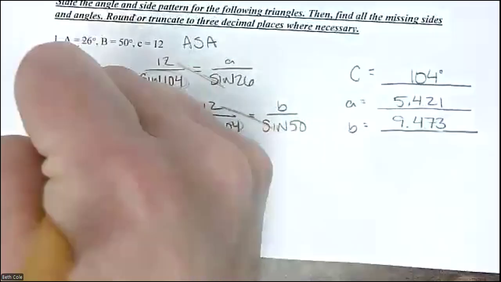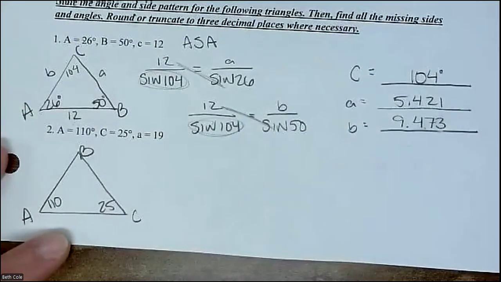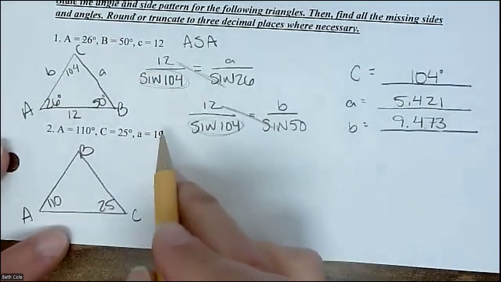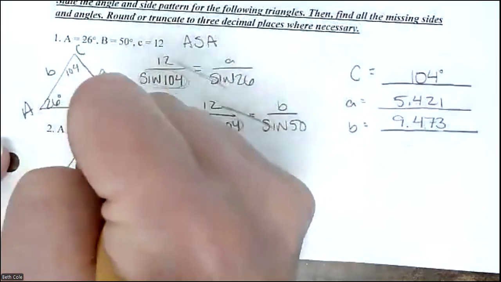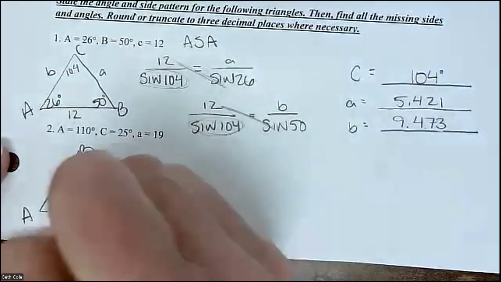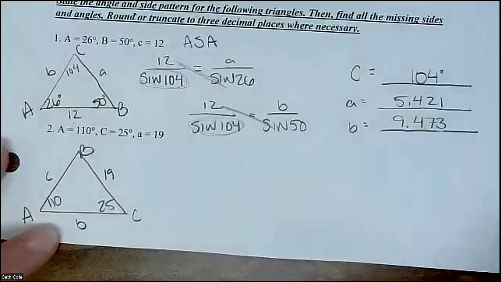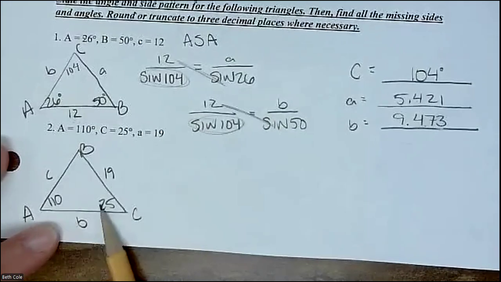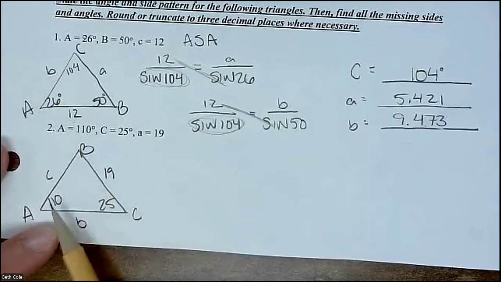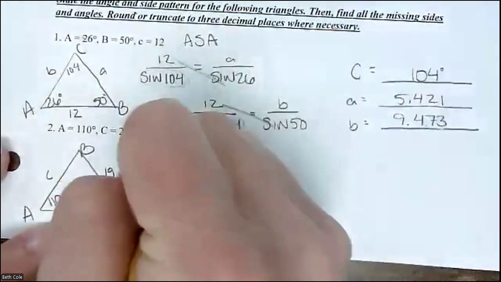And then the one we don't have goes at the top, which is B. And then we're given baby A, which is 19. That goes across from angle A. So this is 19. This is baby B. This is baby C. So what is our pattern? You want to look at what you have labeled. We have these 2 angles and then this side. Yeah, it's angle, angle, side.